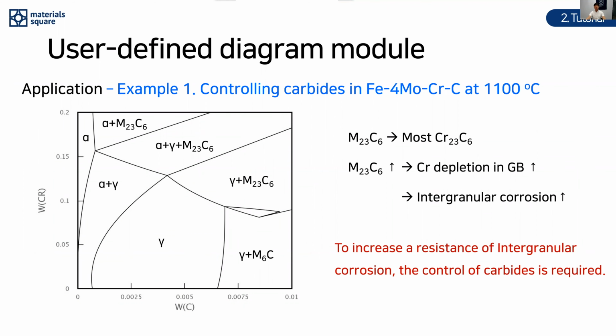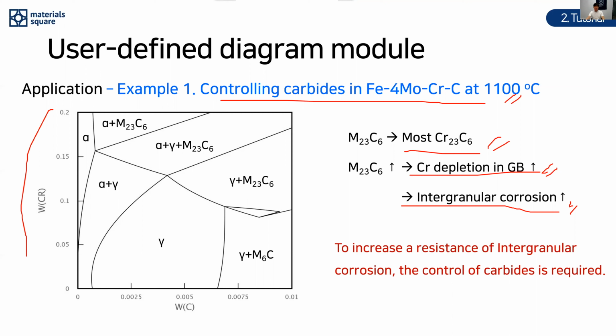Typically, the isothermal section diagram can be utilized to control carbides in steels. It is very important to control carbides because the formation of carbides affects intergranular corrosion. In practice, the formation of chrome carbide causes chrome depletion in the grain boundary. Intergranular corrosion in steels normally occurs in the chrome-depleted regions of the grain boundary. Therefore, when manufacturing steels, it is important to control chrome carbide.